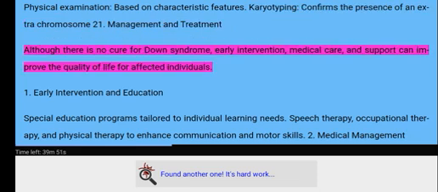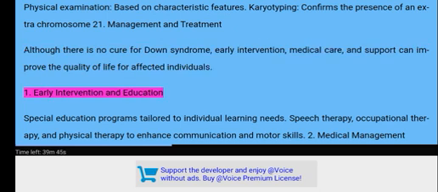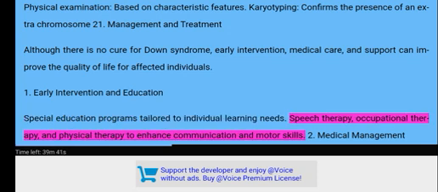Management and treatment. Although there is no cure for Down syndrome, early intervention, medical care, and support can improve the quality of life for affected individuals. 1. Early intervention and education. Special education programs tailored to individual learning needs. Speech therapy, occupational therapy, and physical therapy to enhance communication and motor skills.